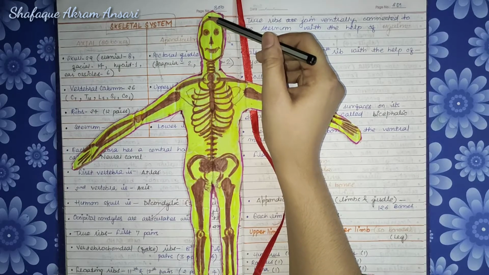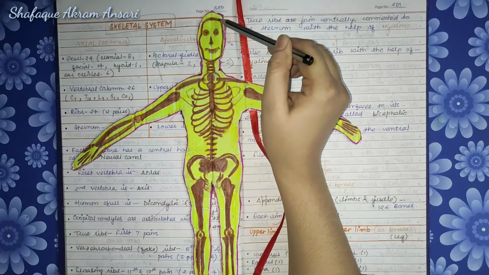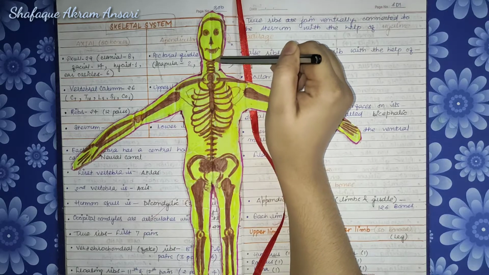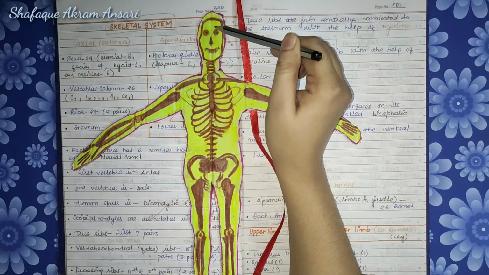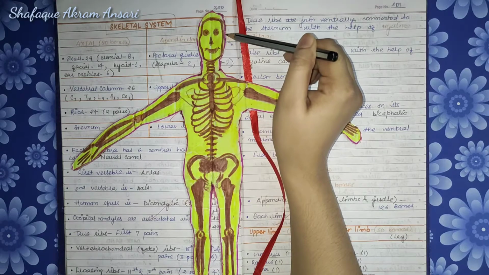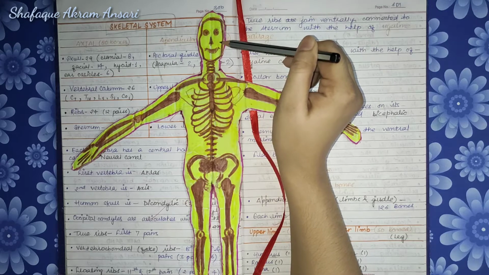There are 29 bones in your skull: 8 bones in your cranium, 14 bones in your face, 1 hyoid, and 6 ear ossicles.